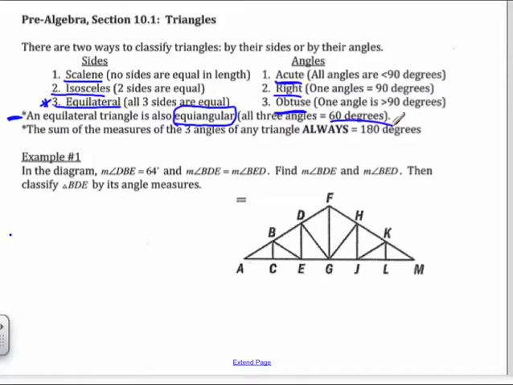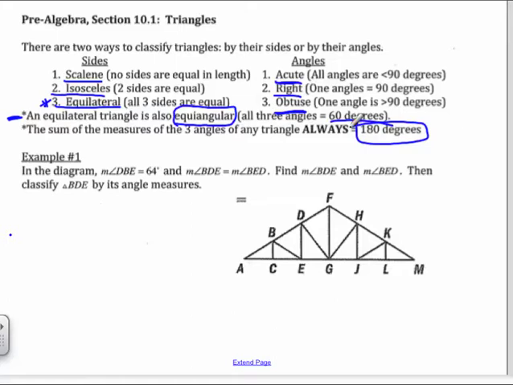Okay. Here's the last one here. This is called the 180 rule, and that means that if you add the three angles of any triangle in the world or even some other world, the angles always add up to 180 degrees. Now, let's use that to look at example number 1.